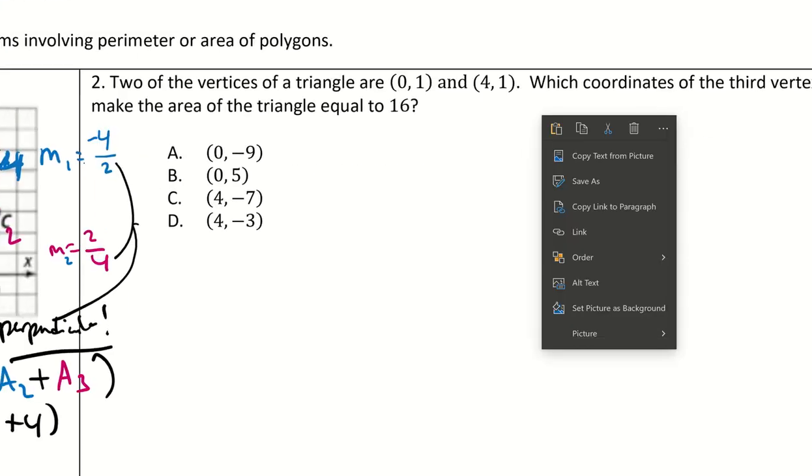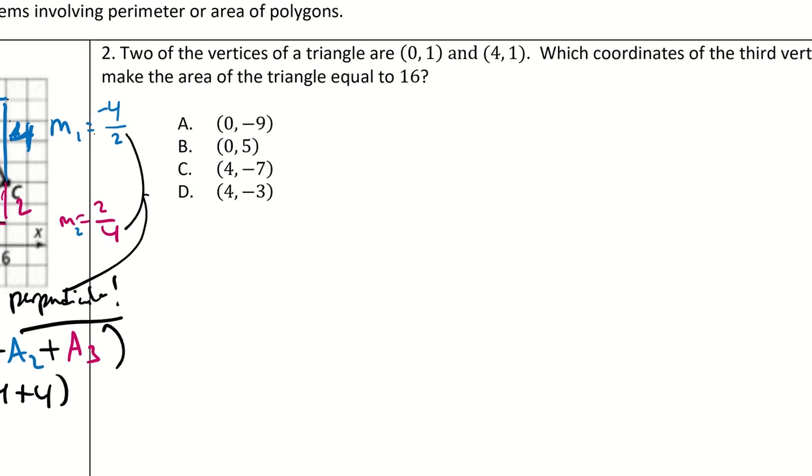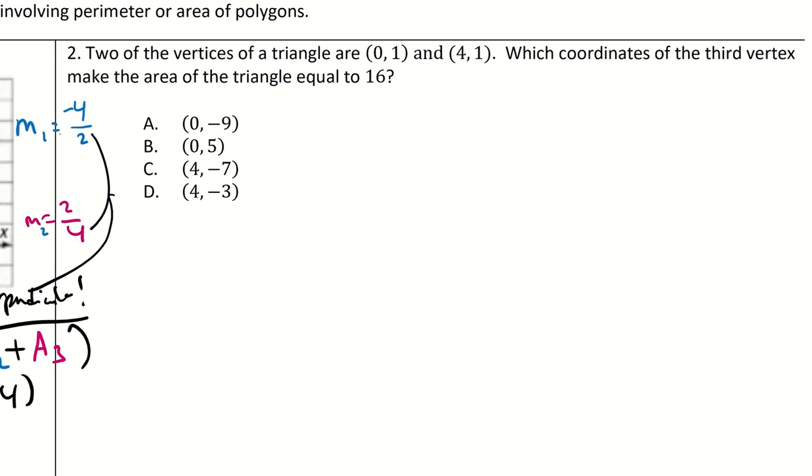All right, so let's go back to number 2 as promised. Two of the vertices of a triangle are given. Which coordinates of the third vertex will make the area of the triangle equal to 16? So again, it's good to visualize this. 0, 1 is over here. We'll call that point A.